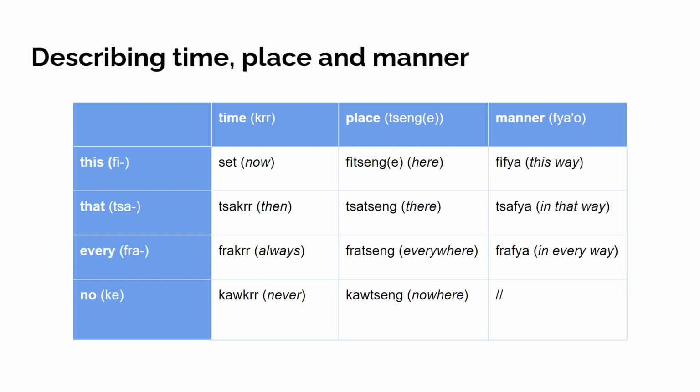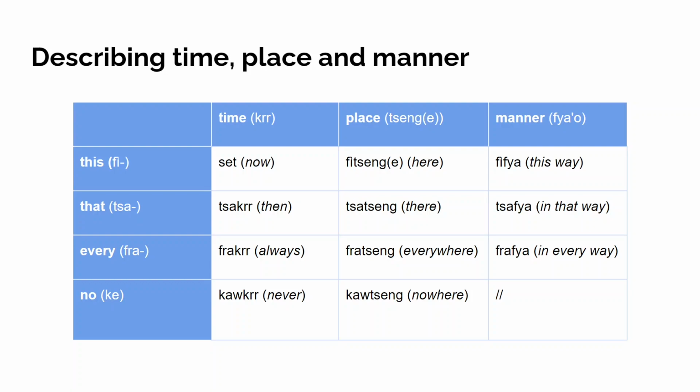Then place, tseng or tsenge, becomes fitzeng or fitzenge, which is here, so literally this place. Tsatseng, there, so literally that place. Fratseng, everywhere, so literally every place. And kautseng, there we again have the kau, nowhere, so no place.